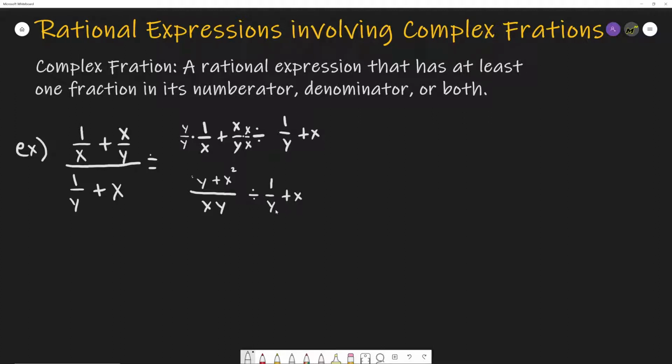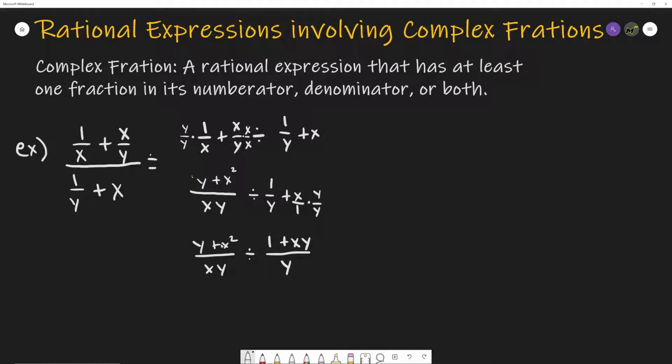Well, we have to do the same thing over here. Right now this has a y in the denominator, and this doesn't have anything in the denominator except for the number 1. So let's multiply this side by y over y. So now we'll have y plus x squared over x times y, divided by 1 plus xy, all over, looks like the common denominator here is y. So now we have both sides.